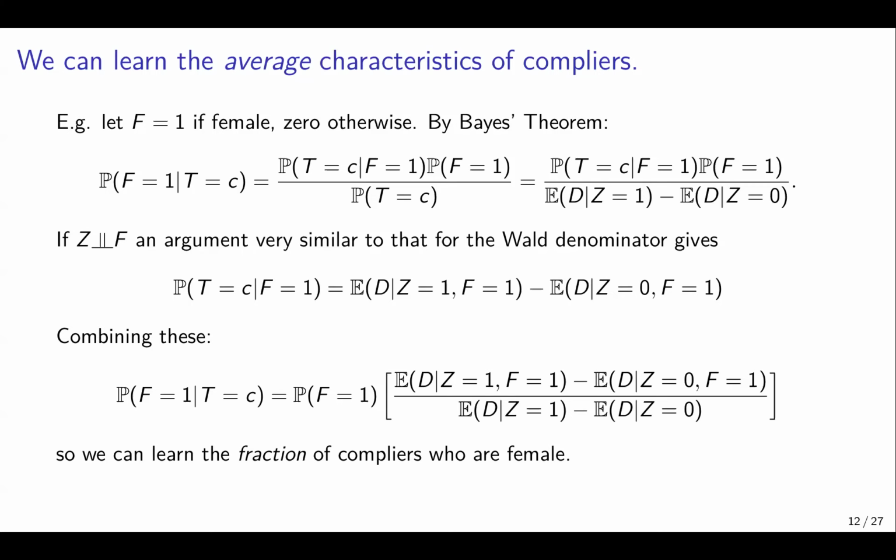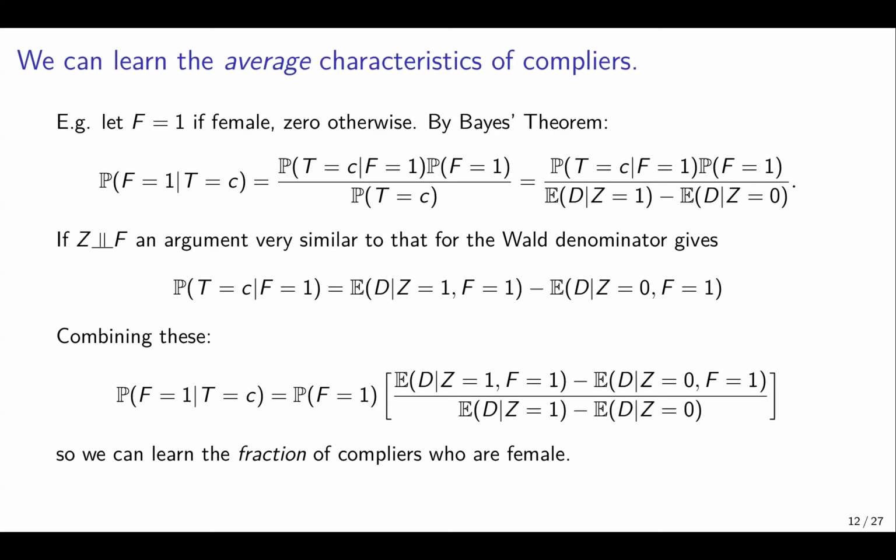But if z is independent of f, then a really similar argument to the one we've already done for the Wald denominator above would tell us that the probability of complier given female is actually equal to the difference of means: d given offered treatment and female, minus d given not offered treatment and female. It's a very, very similar argument. If you put these two together, what do you end up with? Well, you end up with the probability female given complier equals the probability female multiplied by something.